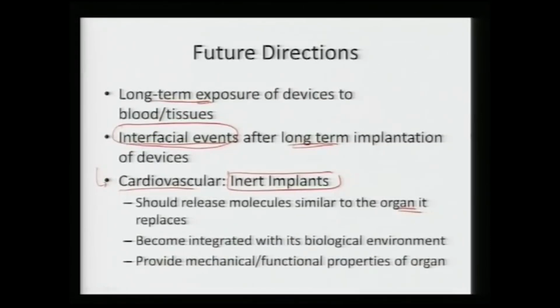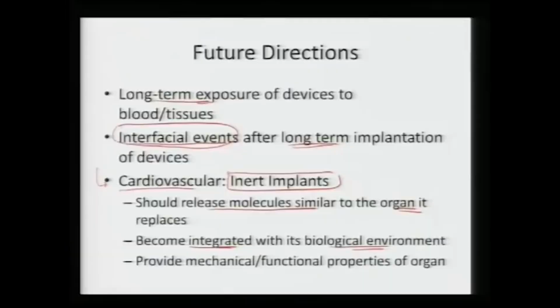So, the overall implant has to release molecules which are basically similar, so that the overall functionality of the organ can be mimicked by the device, and again they should become integrated with its biological environment. So, if a particular device has now been inserted into the body, it should perform as is natural to the body. So, it should become integrated with the surrounding tissues or the biological environment, and also it should provide mechanical or functional properties of the organ.